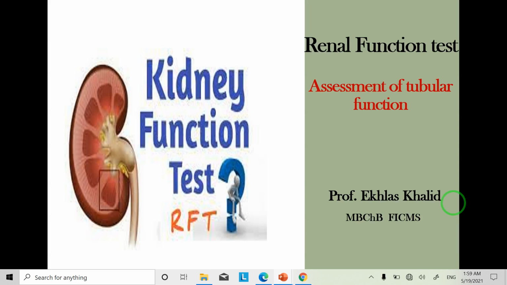Assalamu alaikum. In this lecture, we will assess the tubular function as a part of the renal function test. In the previous lecture, we learned how to assess the glomerular function, while in this lecture, we will learn how to assess the tubular function.